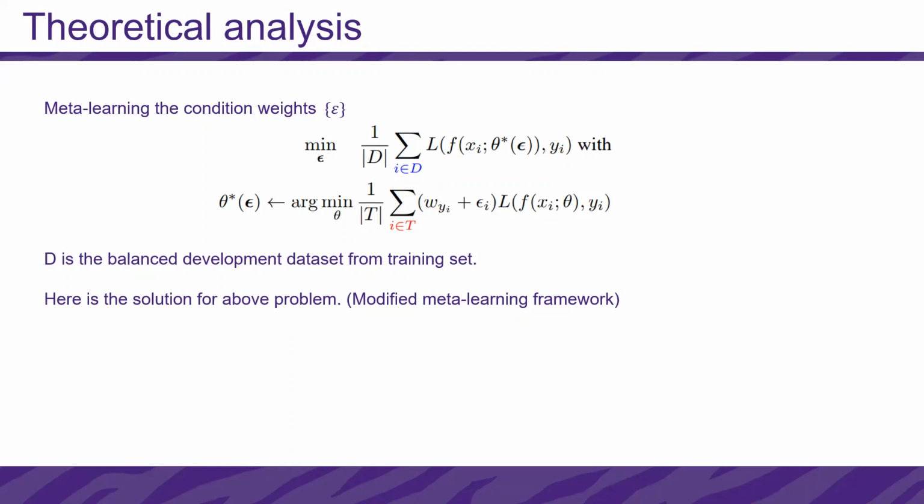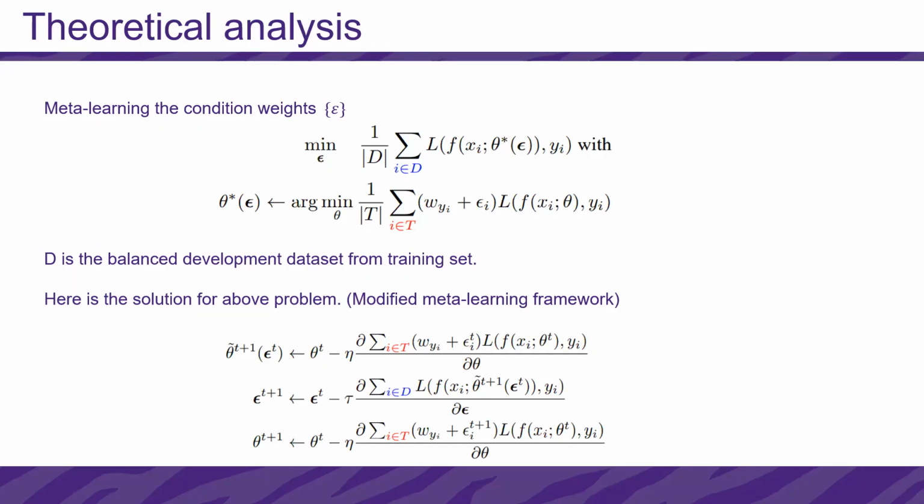It is computationally prohibitive to train for each set of weights to find out the best epsilon by these two equations. So in this paper, the authors provide a modified meta learning framework to get the epsilon.